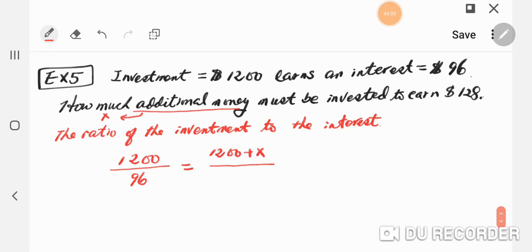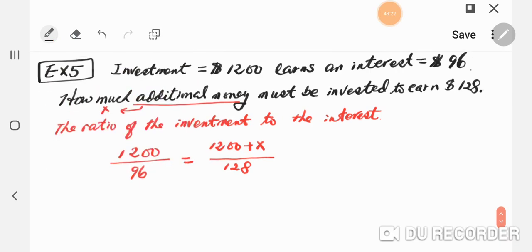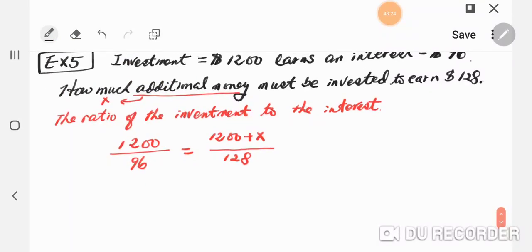Now X is the additional money. So this amount will make what? The interest, how much? $128. So we have an equation like this. And then solve this equation. So do the cross multiply. So 96 times 1,200 plus X is equal to 1,200 times 128.